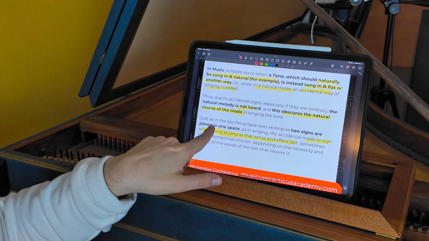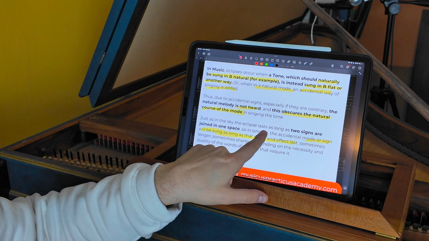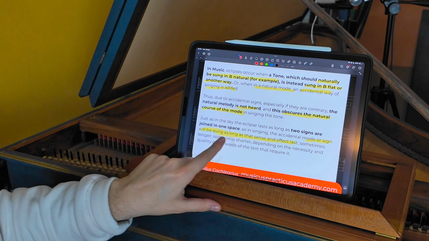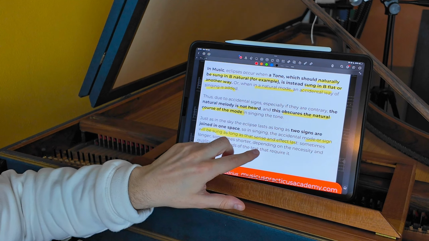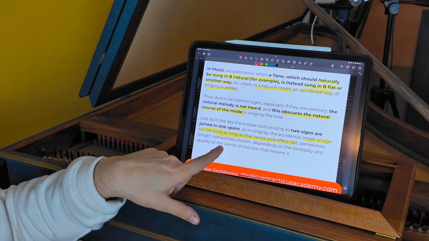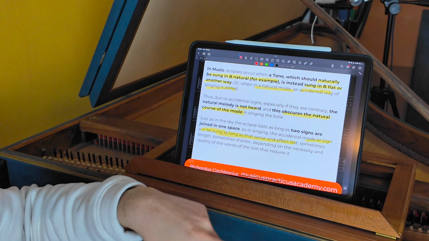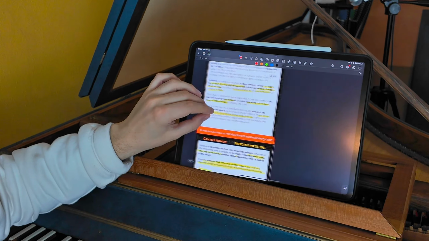And just as in the sky the eclipse lasts as long as two bodies are joined in one space, so in singing the accidental mode will be sung as long as the sense and effect last, sometimes longer, sometimes shorter, depending on the necessity and quality of the words of the text that require it. It's not an exact science, let's be clear about this.